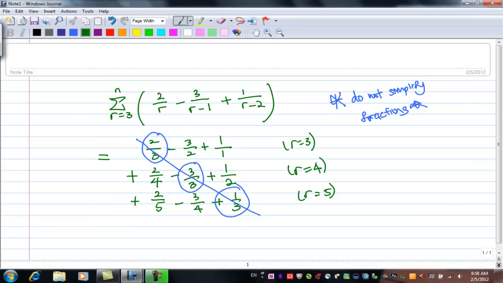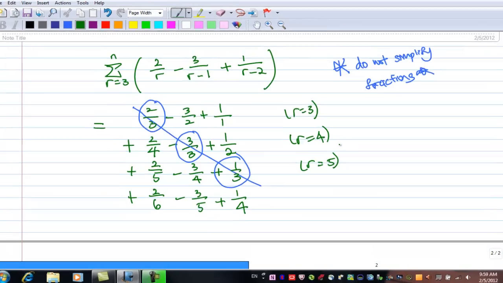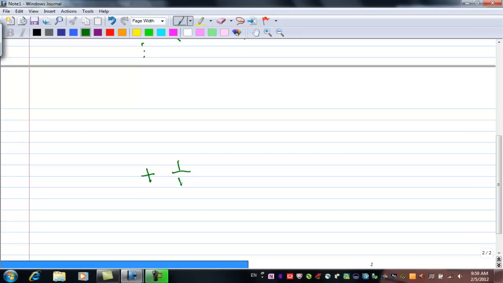Just to ensure that this cancellation is correct, let's do it one more time. Indeed, we see that this pattern continues. 2 over 4 minus 3 over 4 plus 1 over 4. So this row is also going to cancel. Similarly, I can expect it to go on cancelling this way. Now, how do I work backwards? Recall that in this case, we have 3 terms. So let us write a few more rows before we end. My last row will be for r equals n. I'm going to have 2 over n minus 3 over n minus 1 plus 1 over n minus 2.